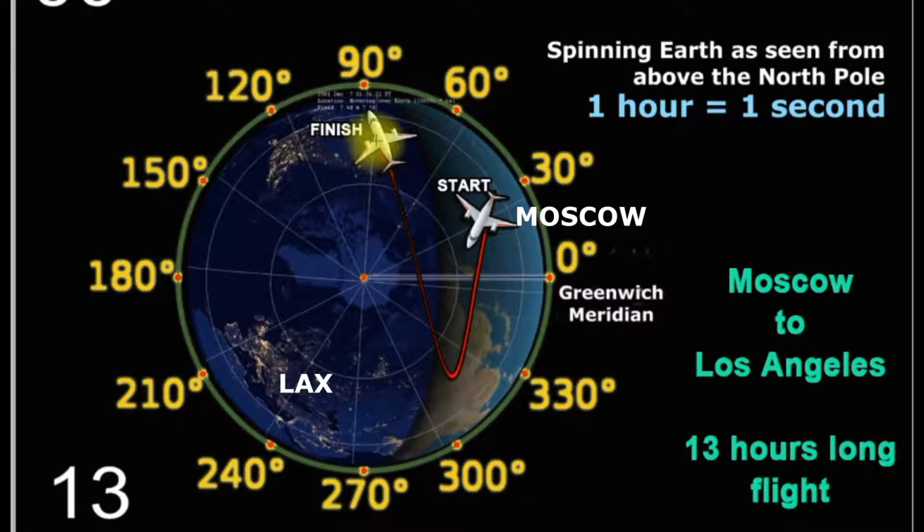At the moment it took off, 13 hours later, it makes no sense. If you say that the plane is not doing this, it means the plane is flying backwards, because as it's trying to reach Los Angeles from Moscow at 550 miles per hour, the Earth is spinning backwards 1000 miles per hour from west to east. So this plane would be flying backwards. It makes no sense at all. It only makes sense on the flat Earth map. Let's move on to the next one.